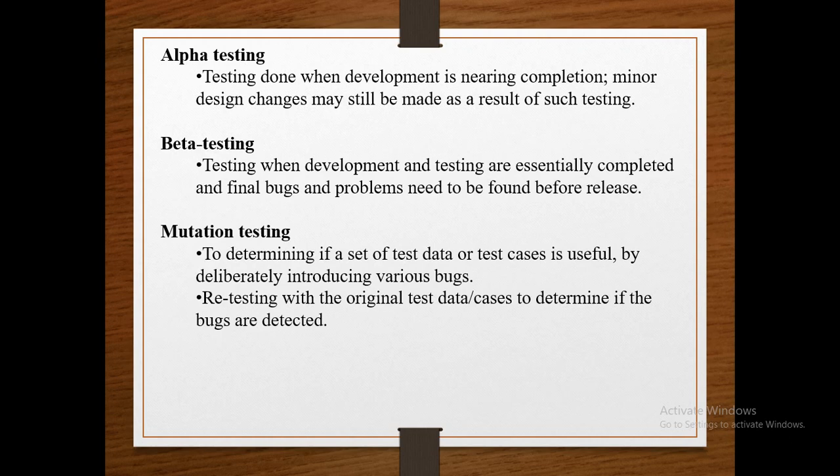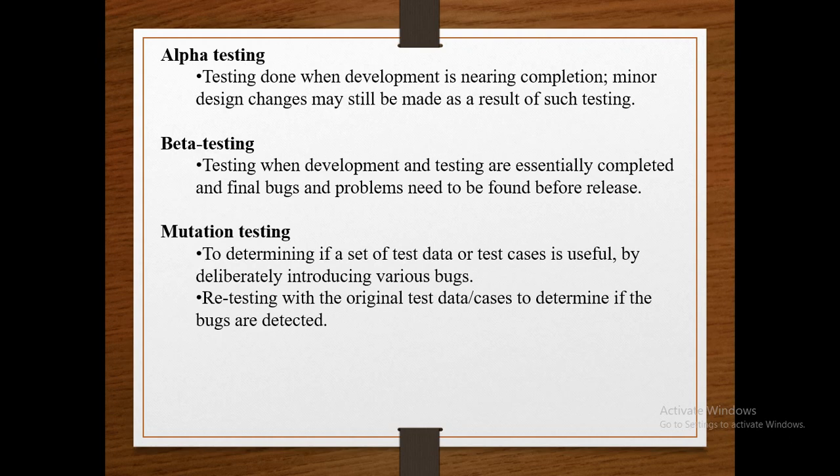Alpha and beta testing. Alpha testing is done when development is near completion. Certain minor changes in design can still be incorporated during alpha testing. Next is beta testing. This is done when development and testing are completed and the final bugs and problems need to be found out before the release. That is called beta testing.